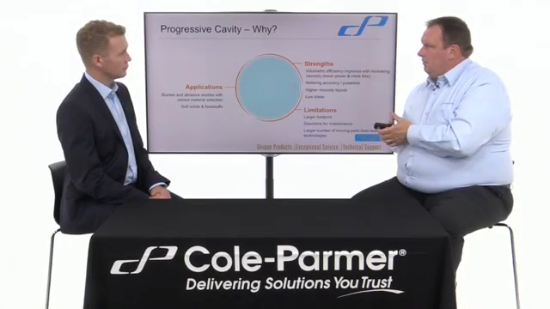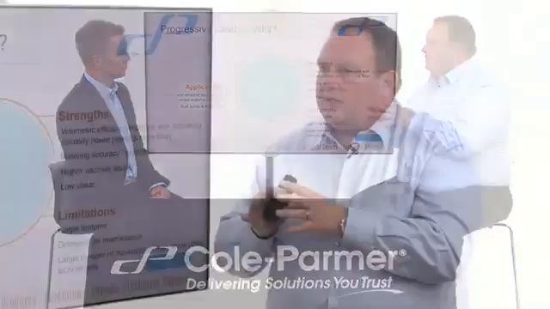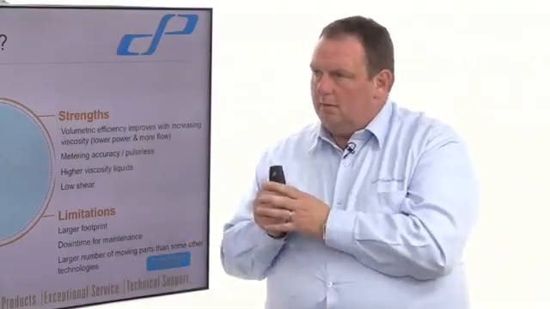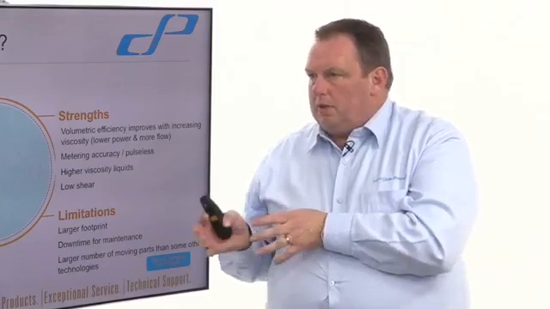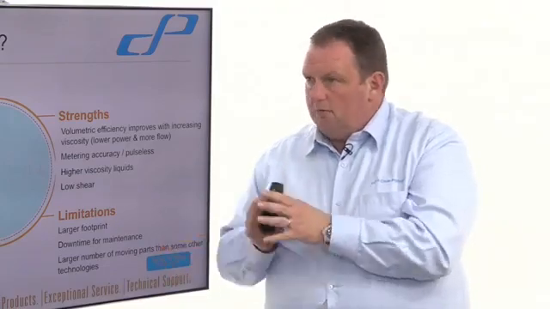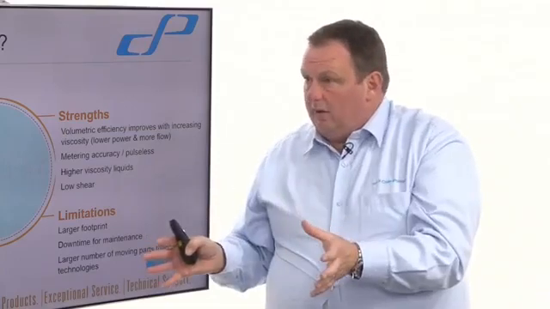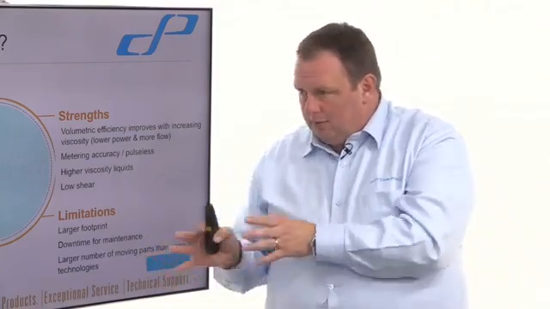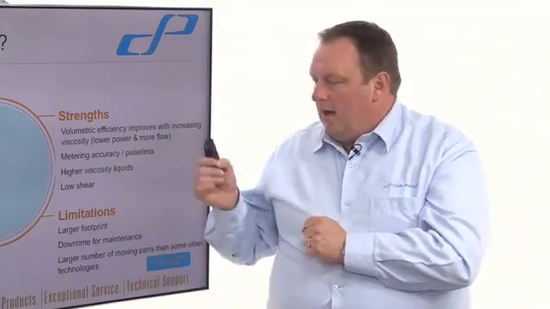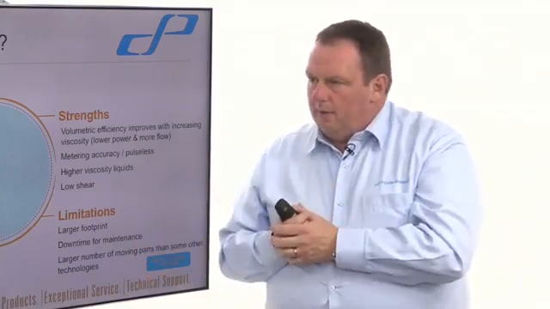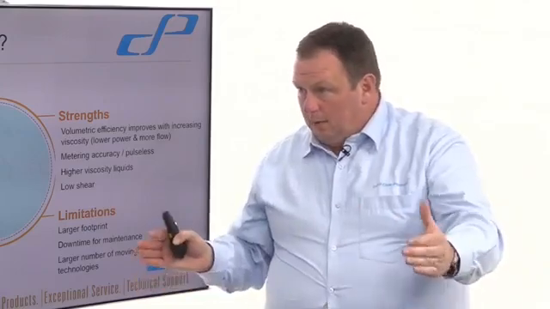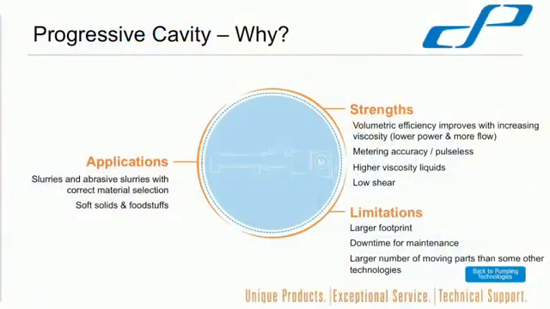Is there a downside to it? Well, it's a pump for a very specific area. So, if you don't want to pump a slurry or a sludge or a foodstuff, then you don't want to look at this sort of pump. It's like a digger in a car: you've got to have a need for it to use it. They do have a larger footprint. By that we mean the area they take up on the ground compared to other pump technologies.